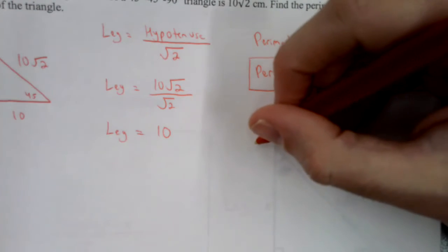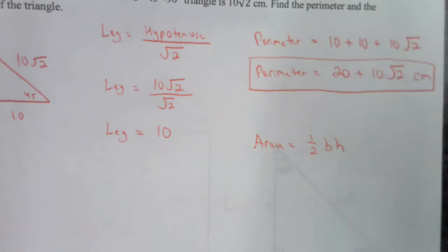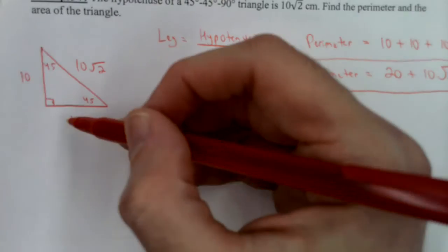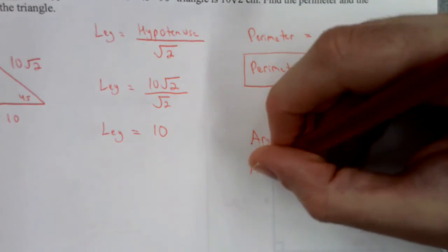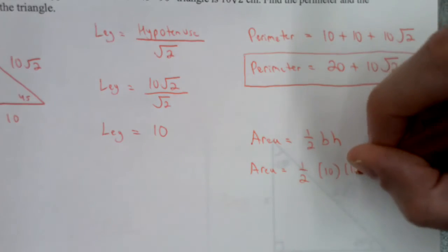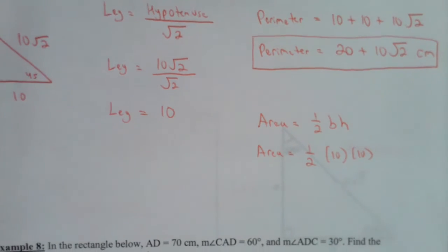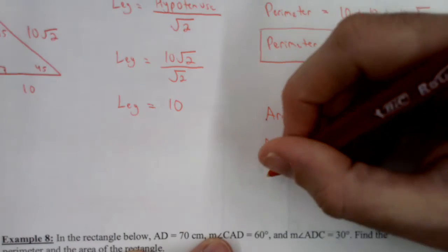Now for the area, we have not done area yet, but the formula is 1/2 times base times height, where the base and the height have to be perpendicular. So it's going to be 1/2 times 10 times 10. So it's going to be 50 centimeters squared.